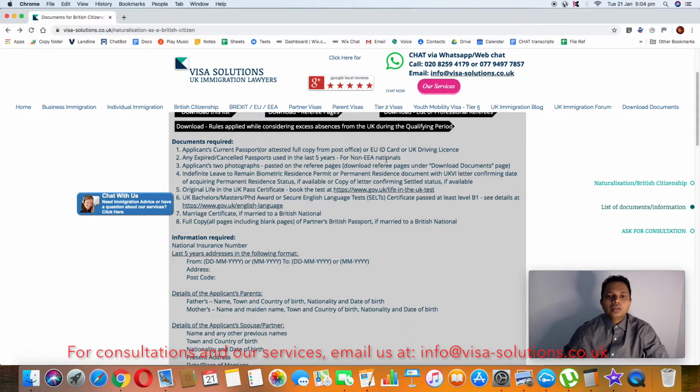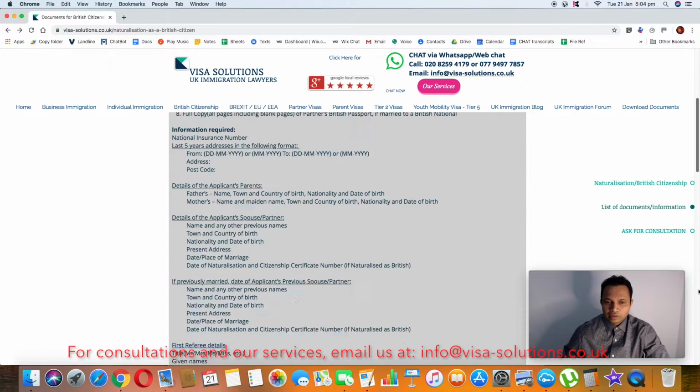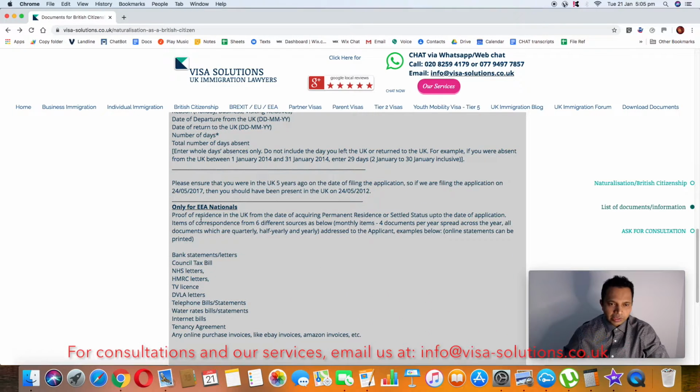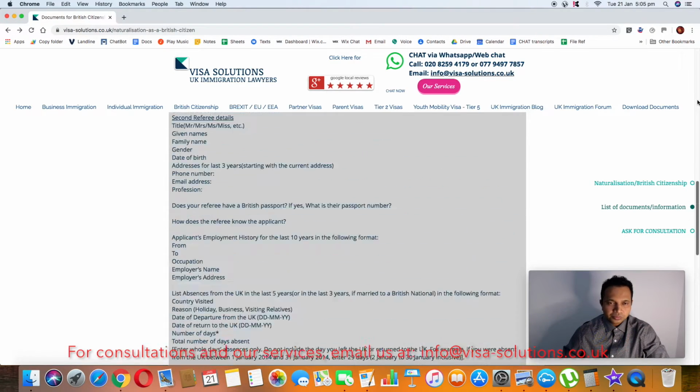If you are a European national, then your passports are not stamped. Hence, you will anyway have to produce evidence that you were resident in the UK for the last 5 years in the form of letters and documents. We've listed them at the bottom. It says only for EEA nationals, proof of residence in the UK. These are various options that you can use.